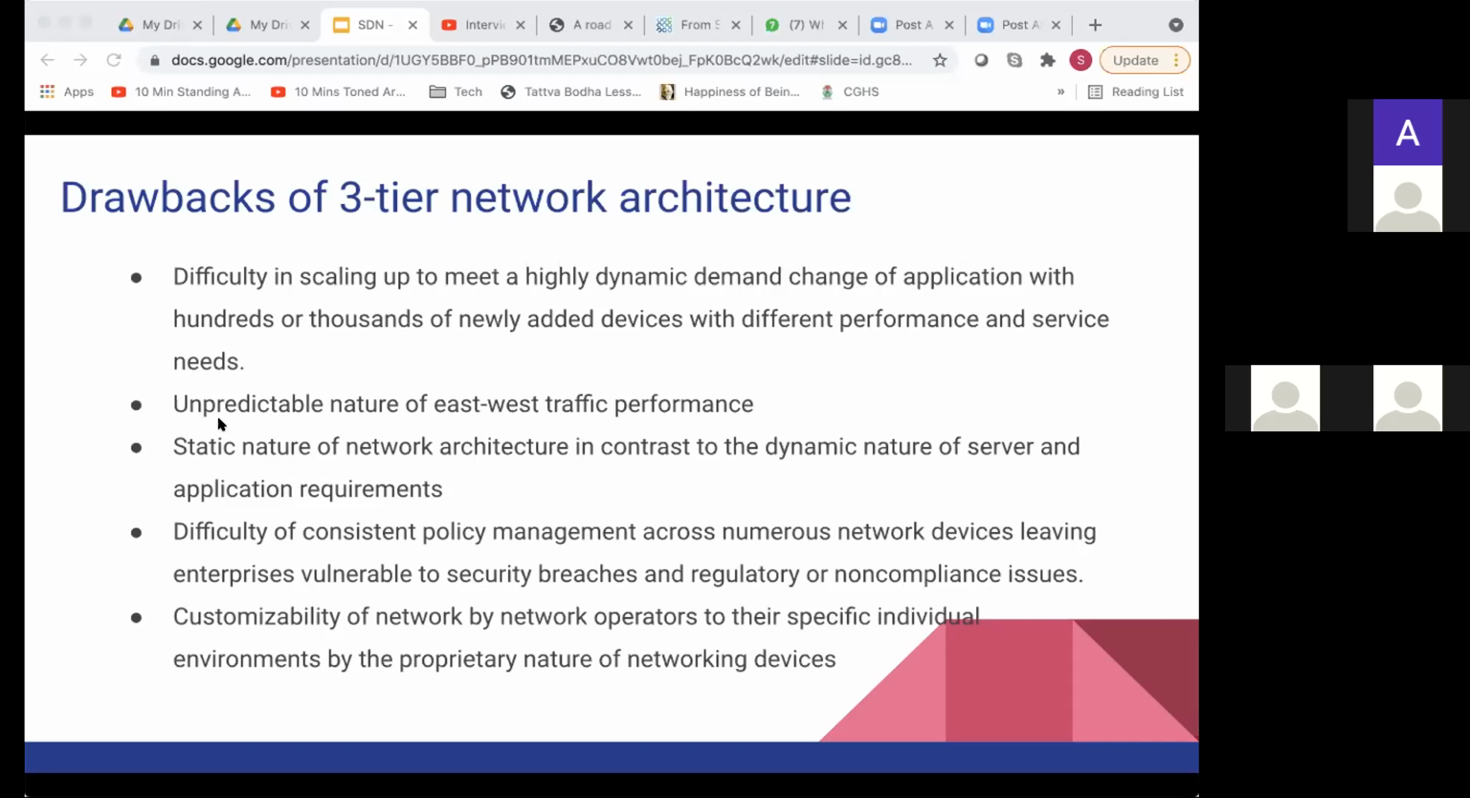There wasn't a way where, as you configure an application, the application itself tells the network what to do: what is the traffic expectation for me as an application? Those things were not there. Those were all the drawbacks of that network.